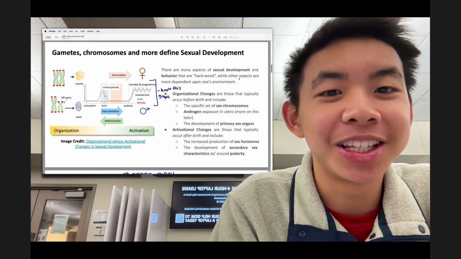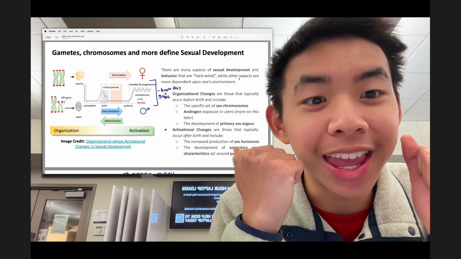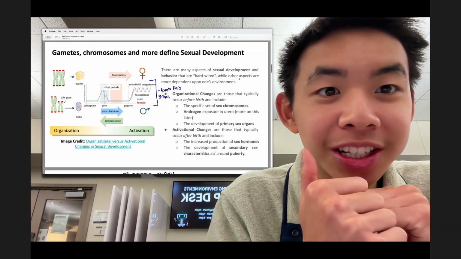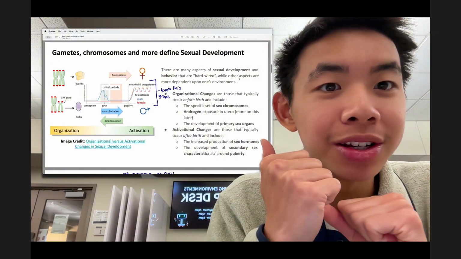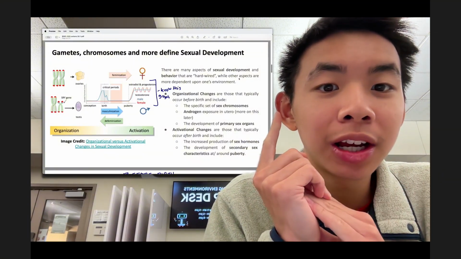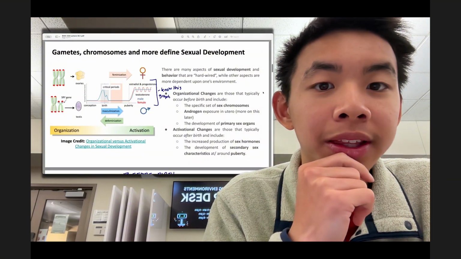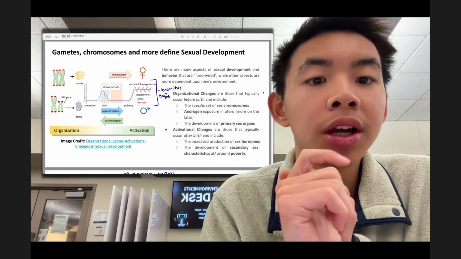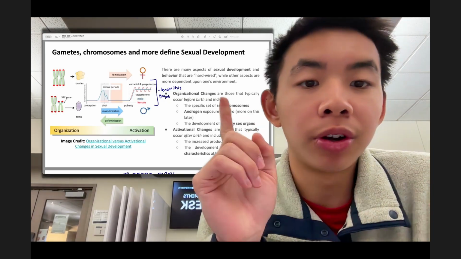So these, my friends, are happening before birth. So this is in the uterus. This is happening during fertilization. This is happening during conception. So one sexual development that happens in organizational, so before birth, includes a specific set of chromosomes and androgen exposure in utero.